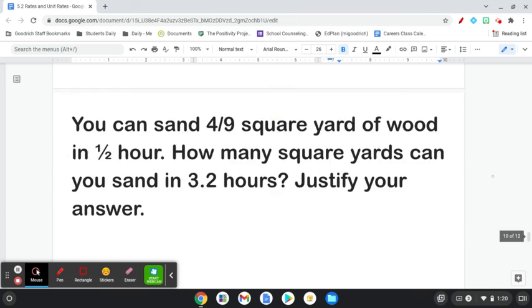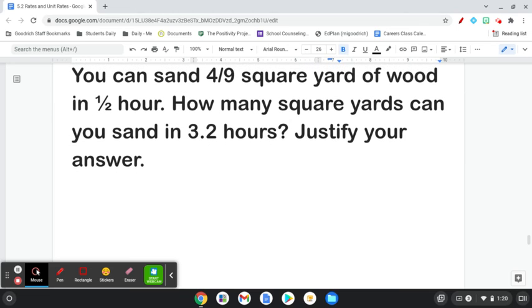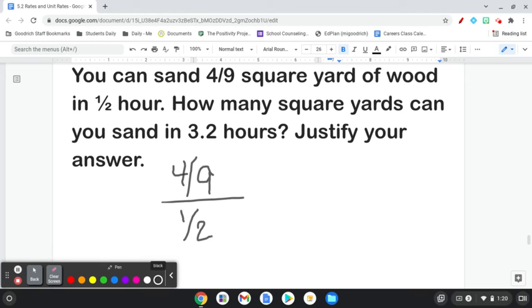All right, so let's look at another one here. You can sand 4/9 square yards of wood in half an hour. How many square yards can you sand in 3.5 hours? So there's a couple different ways you could solve this one. We know that we have 4/9 in half an hour.